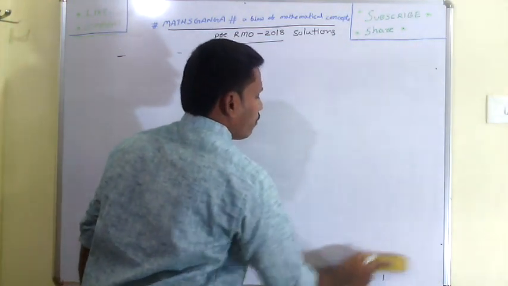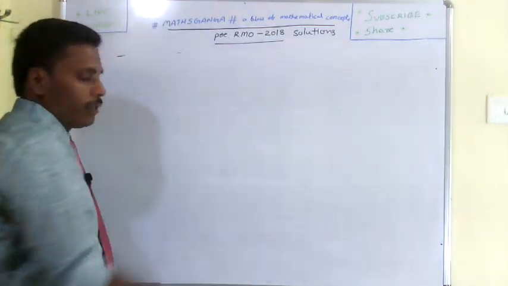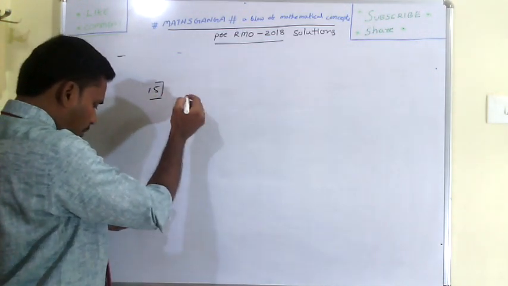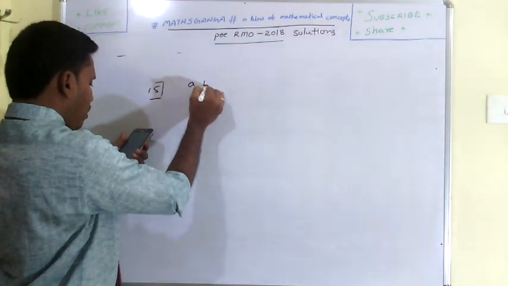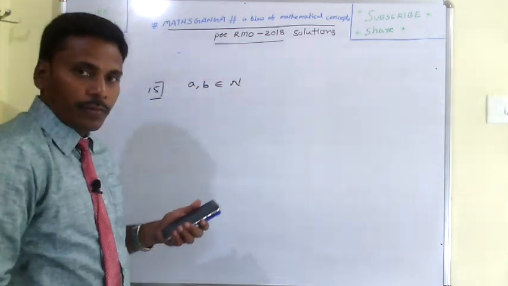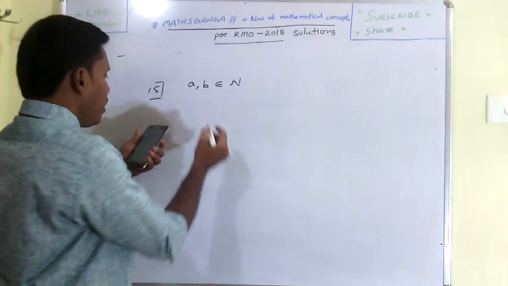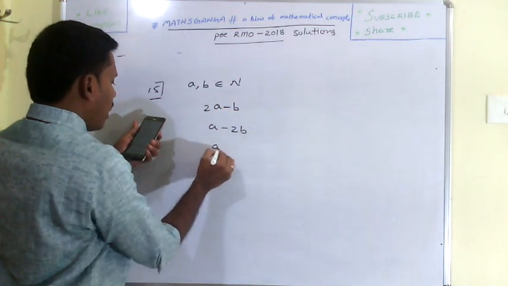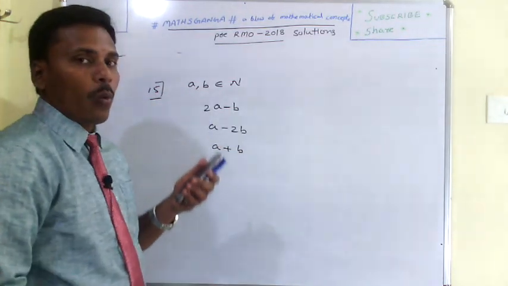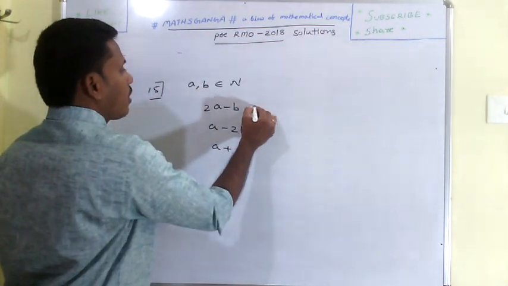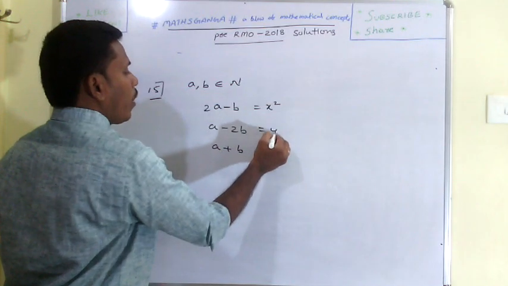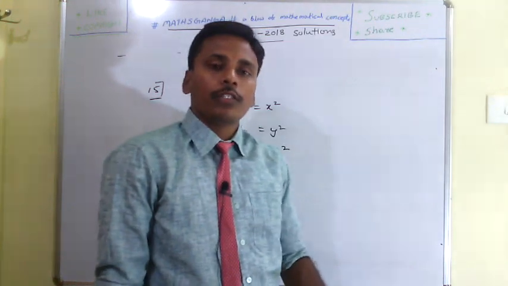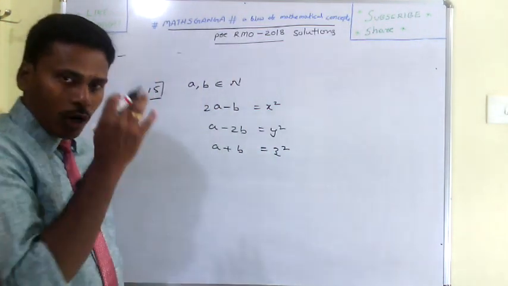The 15th problem is involved with number theory, a logical one. See, for the 15th problem, what they mentioned in the question. If you observe, they mentioned that a and b are natural numbers such that 2a minus b, a minus 2b and a plus b are all distinct squares. Since they are all distinct squares, let them be x square, y square and z square. Now the question is, we need to calculate the smallest possible value of b. We need to concentrate on b.